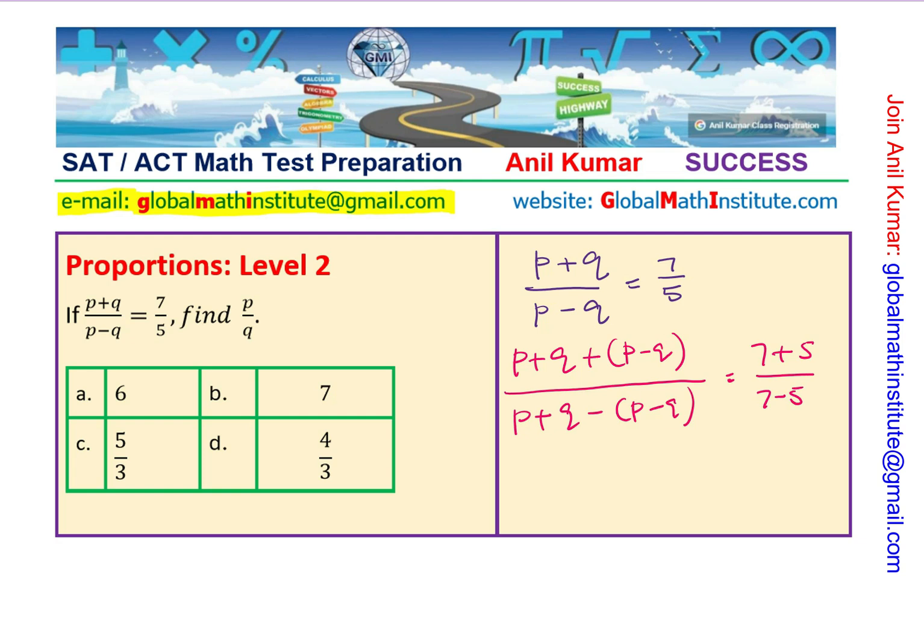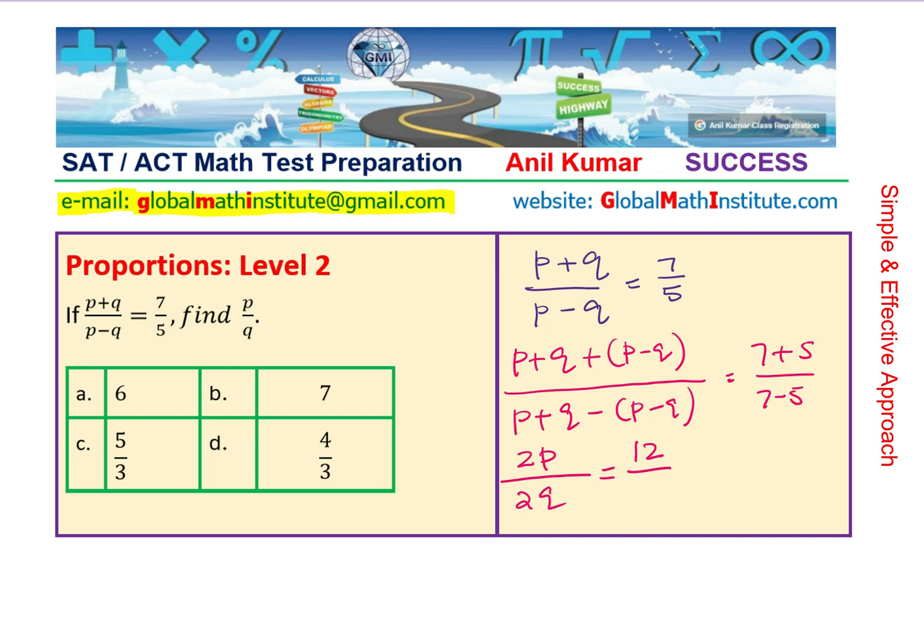So when you add this, Q's cancel in the numerator, we get 2P, and here the P's cancel, and we get 2Q, equals 12 over 2, since 7 plus 5 is 12 and 7 minus 5 is 2, which is 6. 2 and 2 cancel. So P over Q is 6, correct? So we get the answer 6, option A. Does it make sense to you? It was extremely difficult, but since we know the property, we can apply it directly.